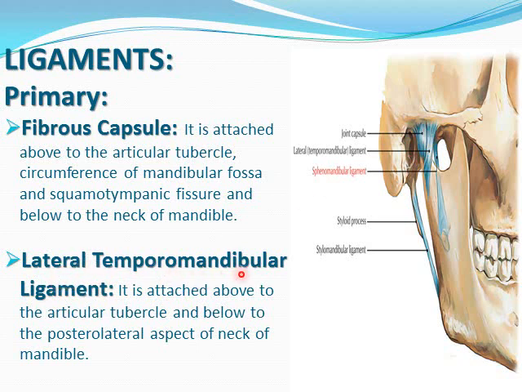Now, the lateral temporomandibular ligament, it is attached above to the articular tubercle and below to the posterolateral aspect of neck of mandible. It reinforces and strengthens the lateral part of the capsular ligament and acts to prevent posterior dislocation of the joint and fracture of tympanic plate when a severe blow falls on a chin.